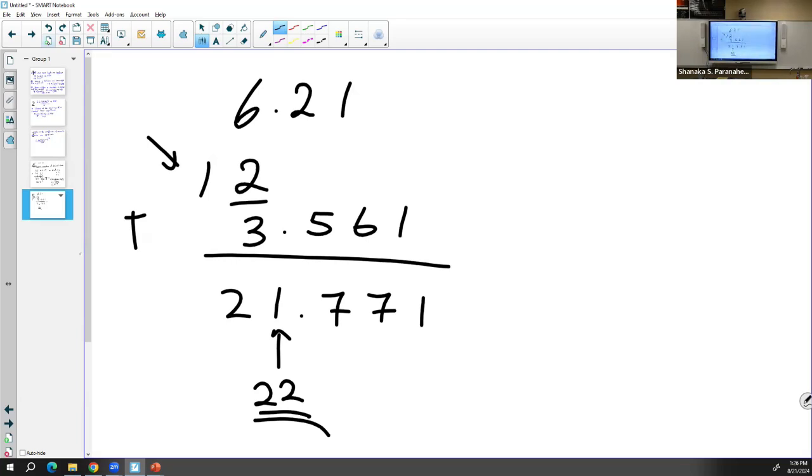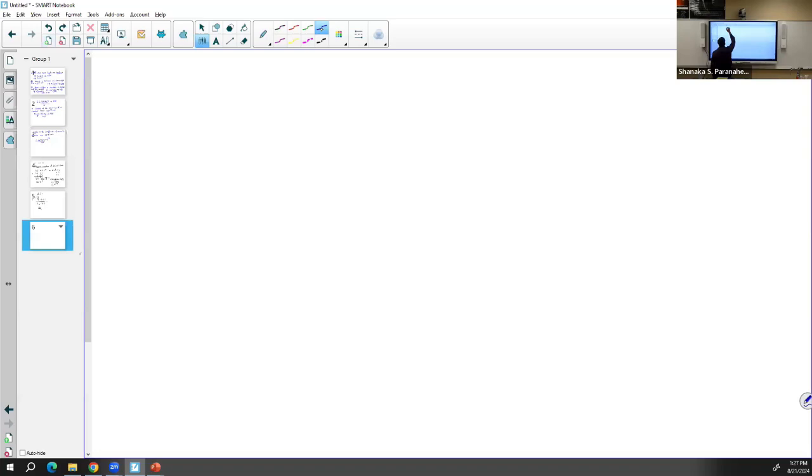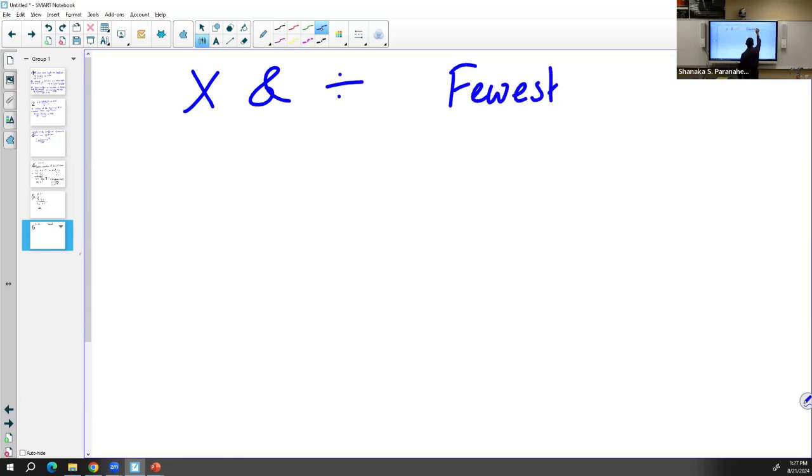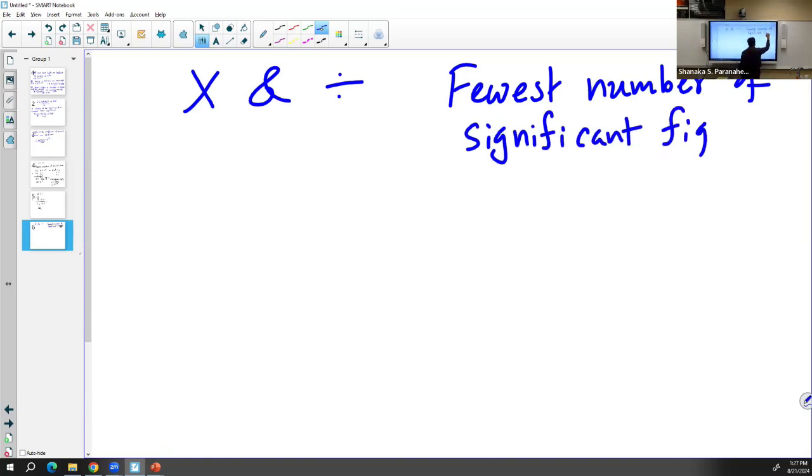Did everyone understand this? Okay, so next is multiplication and division. During multiplication and division, the rule is fewest number of significant digits in your calculation. We count the significant figures for the measured values, and based on the significant figures in our calculation, we keep the lowest number of significant figures.